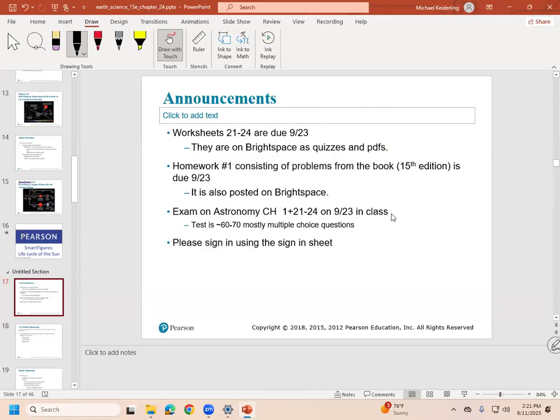Anything else? The worksheets are due on the 23rd, and homework number 1, consisting of problems from the book, is also due on the 23rd. When we finish here, I will make the stuff for the next section of assignments, worksheets and stuff available, because it's currently not set to be available until a bit later, since we're ahead of schedule. Any questions about anything else?